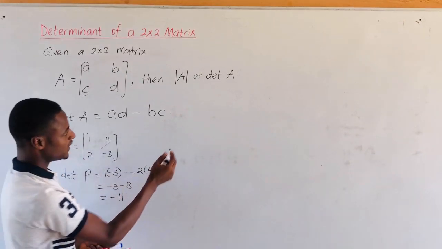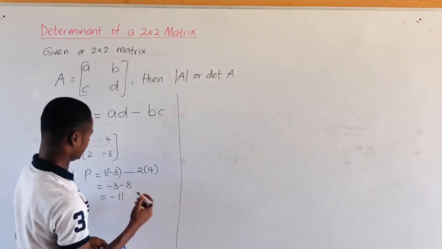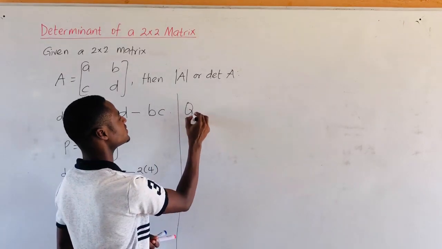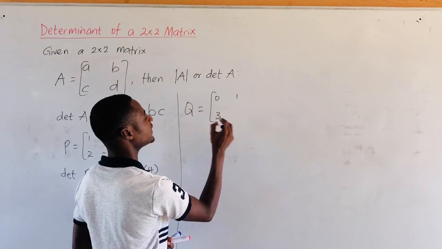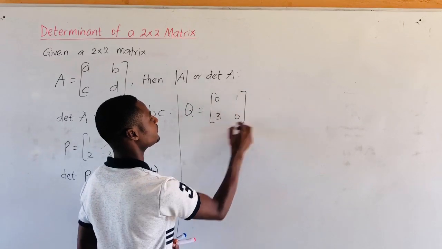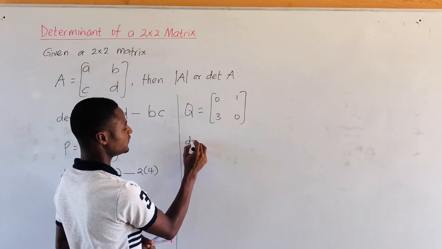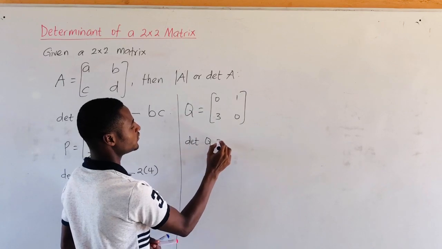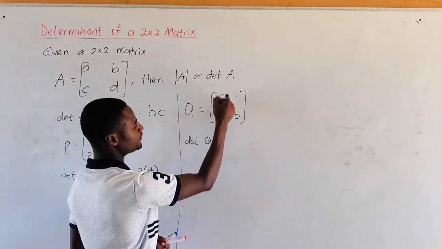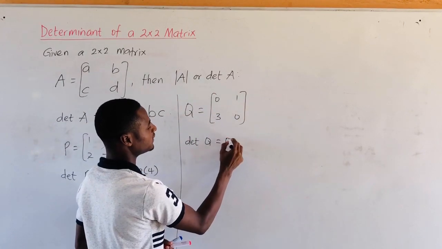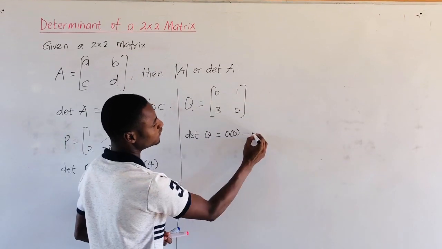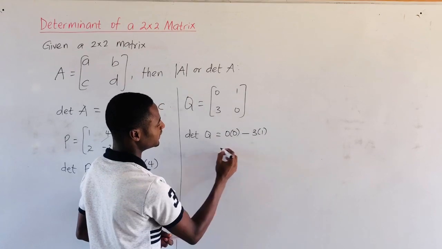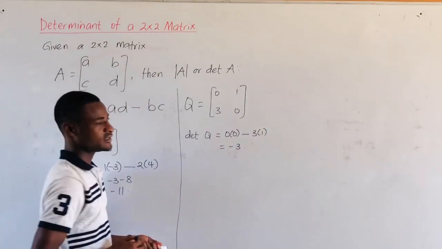We can also have another 2 by 2 matrix, Q is equal to 0, 1, 3, 0. And the determinant of this matrix Q will be equal to the product of the leading diagonal 0 times 0 minus the product of the minor diagonal 3 times 1. This will give us negative 3.